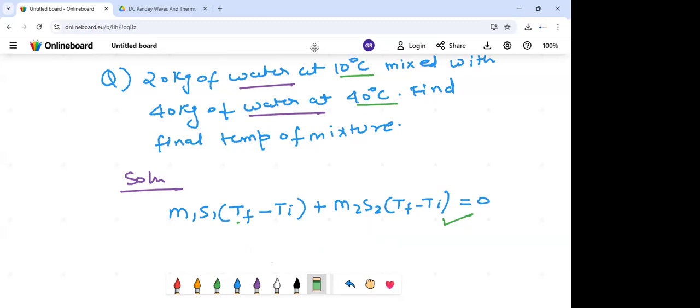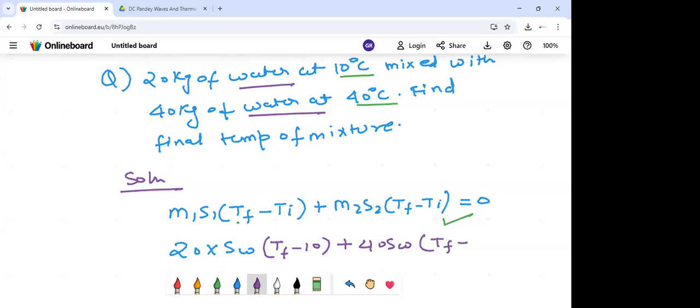Then there is nothing else in the question. We'll just put the values and get the answer. Anyone having doubt? No. Okay. So now let's put the values. Luckily here we have both water. Later I will change it to other material. So 20 into specific heat of water, there's no need to put it. Final temperature we have to find. Initial is 10. Then 40 into specific heat of water, final we have to find, initial is 40. It's equal to 0.